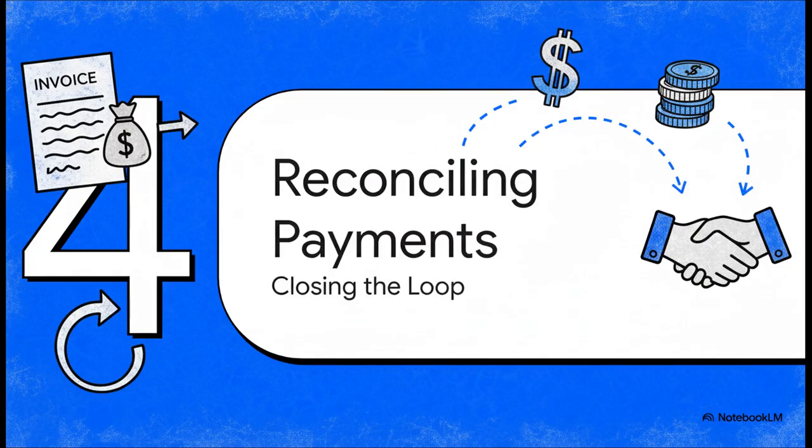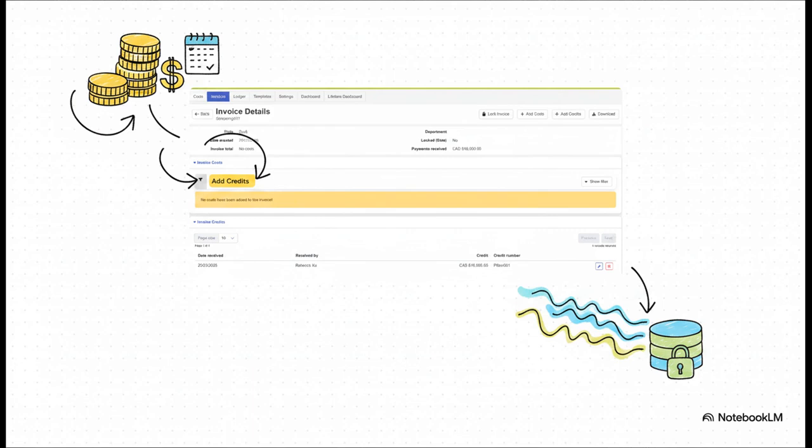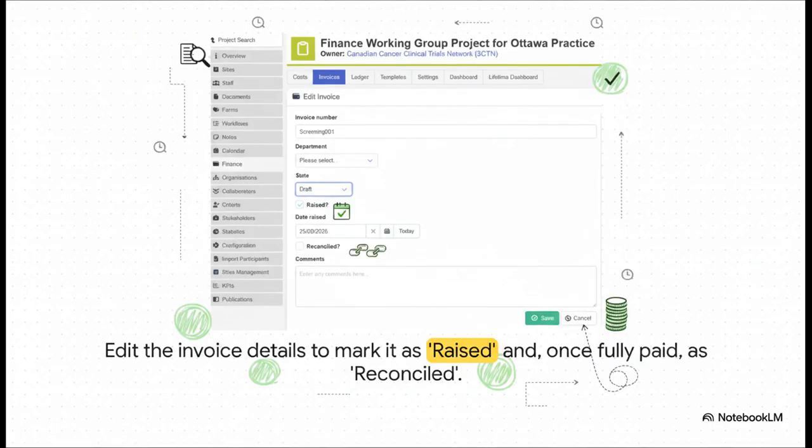So you've created the invoice, you've sent it off. Job done, right? Well, not quite. The next critical step is to close that loop by actually recording the payment when it arrives from the sponsor. And doing this is really straightforward. Right inside that same invoice, you'll see a function to add credits. You just click that, pop in the date the payment came in, the amount, and maybe a reference number. It creates a perfect digital paper trail. Then you can update the status of the invoice itself. You can mark it as raised, which means you've sent it, and once it's all paid up, you can mark it as reconciled. This gives you a crystal clear audit trail of the entire process.